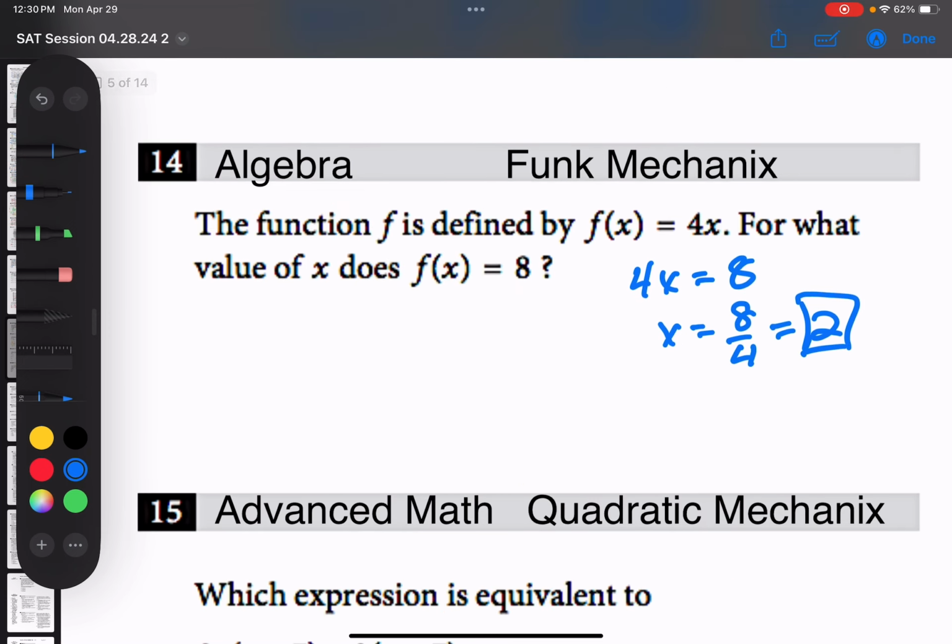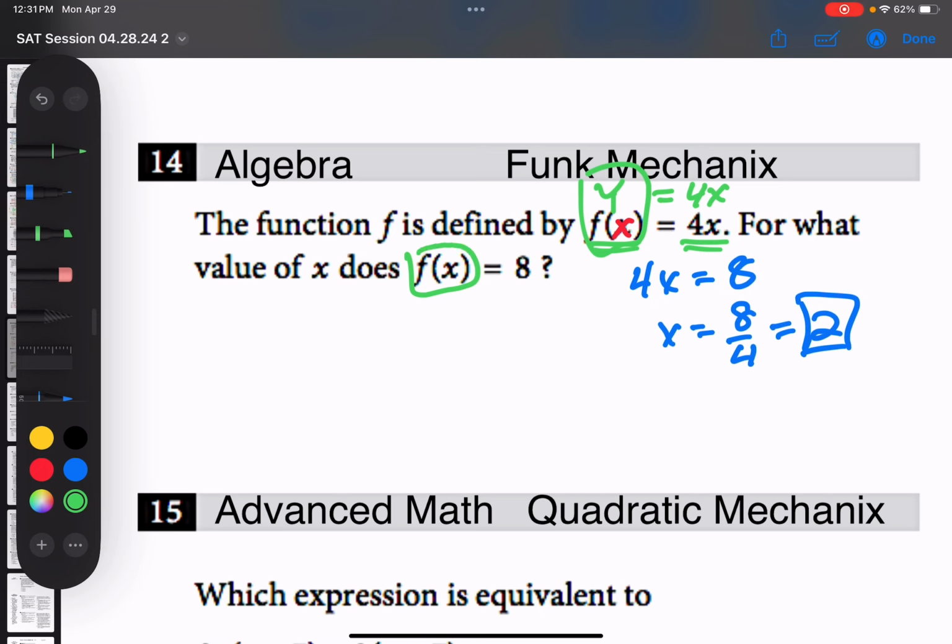Question number 14. Oh, take a look at this. Could it be that easy? Let's verify. Let's do it in green. The function f is defined by f of x is equal to 4x. All right, so remember f of x always equals y, so that would be equal to 4x. Here they're saying, for what value of x, they want to know what is x going to be for the entire equation, f of x, to equal 8.